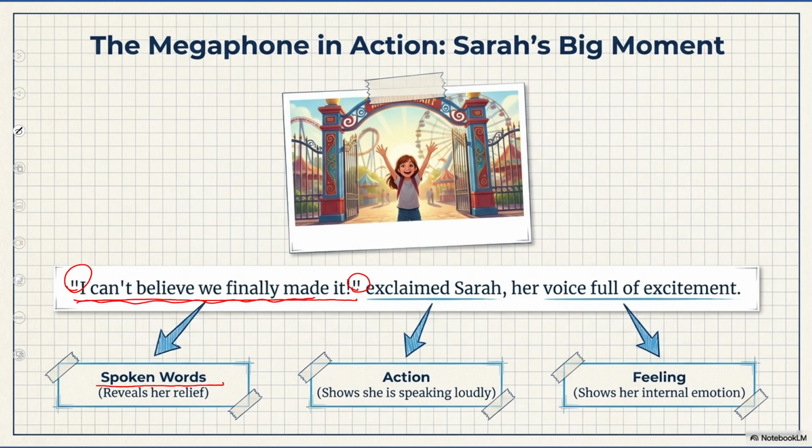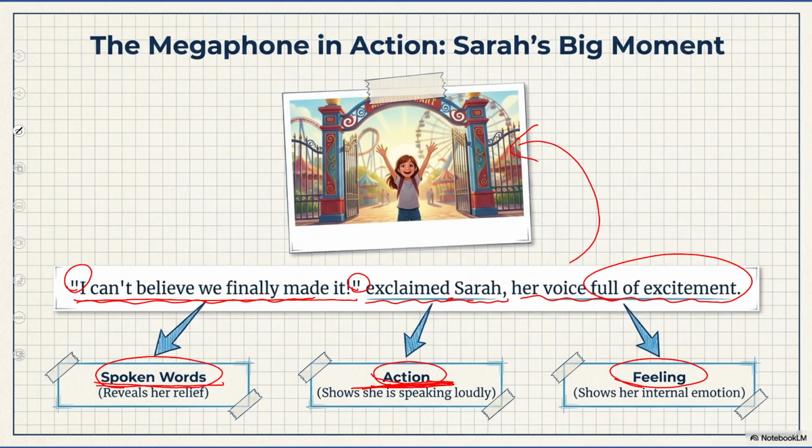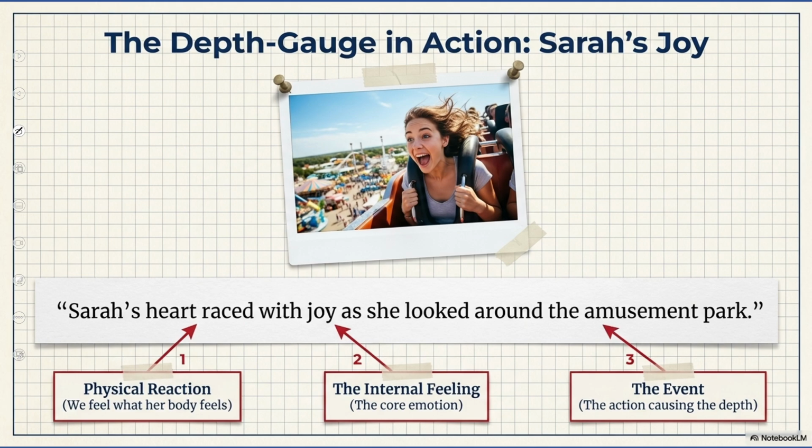Then "exclaimed Sarah." Exclaimed is an action. The action shows the actual feeling or the thing the character is doing, and "her voice full of excitement." So this is the feelings. So all of these factors are making this sentence very alive and colorful, and it clearly shows what is happening in the picture.